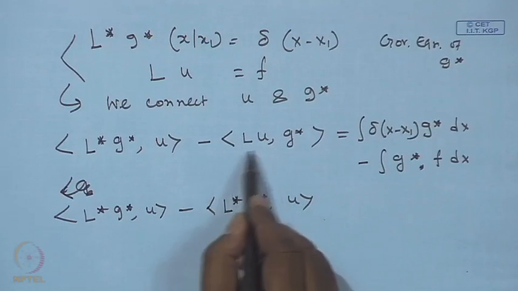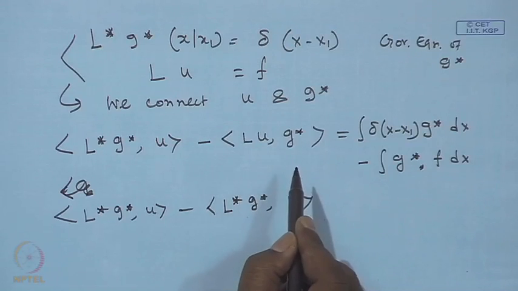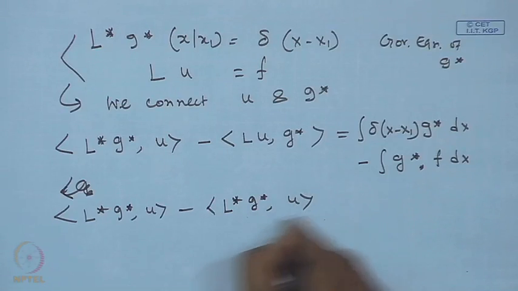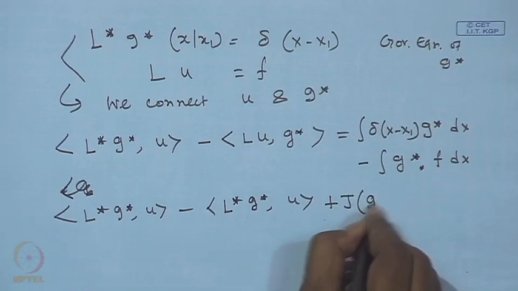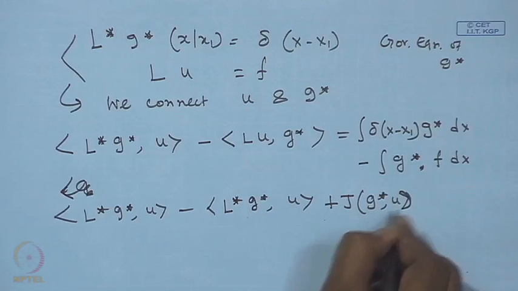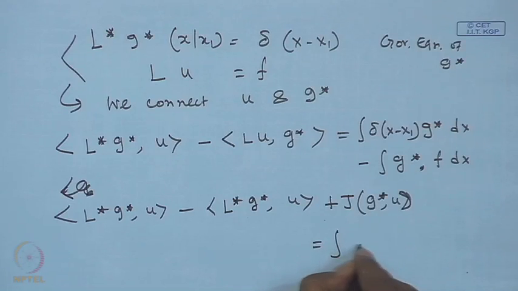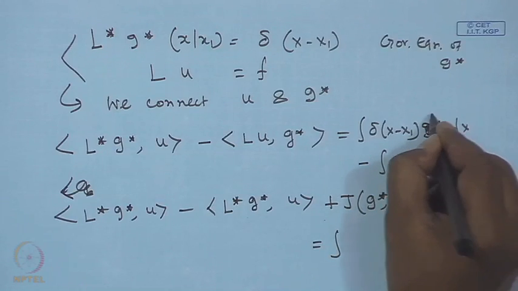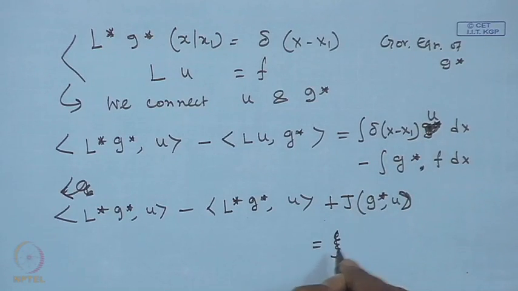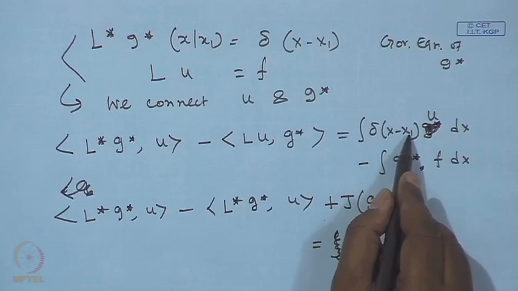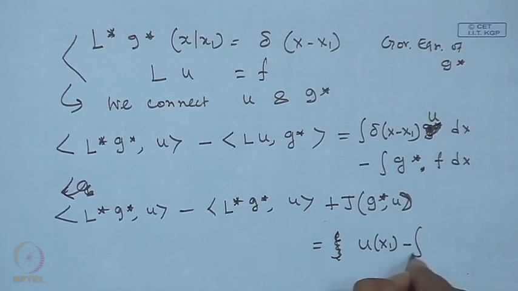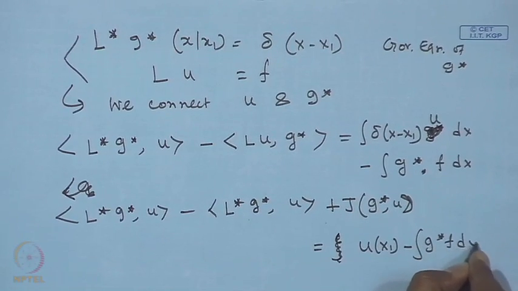So, this is nothing but the inner product of L u and G star, which is the inner product of G star and L u, and we write it down as the inner product of L star G star and u plus the bilinear concomitant of G star and u, equal to minus... it should be multiplied by u. So, the integral of u times delta(x minus x1) dx is nothing but u of x1, minus the integral of G star f dx.